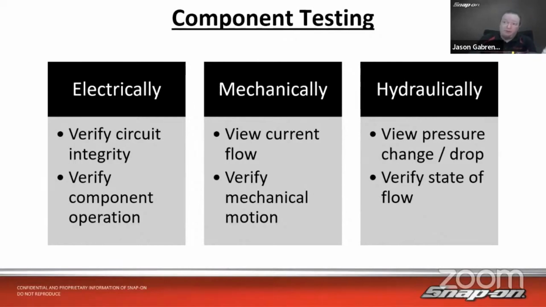Mechanically, I can view current flow. So I can see how it is working internally, how the windings are, and verify that it even opens. We'll talk about that in a second. You can see where that pintle actually opens when using a current test. And then hydraulically as well, if you wanted to use a pressure transducer, you can look at the pressure change, the pressure drop. If I have a pressure transducer on one channel and an electrical or mechanical measurement on another channel, I can verify the state of flow.